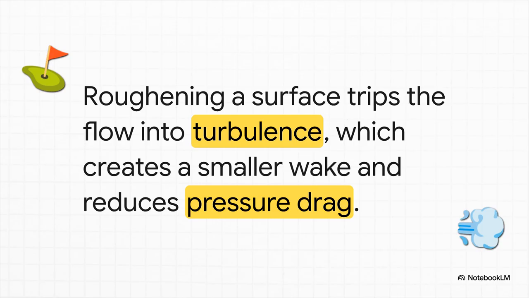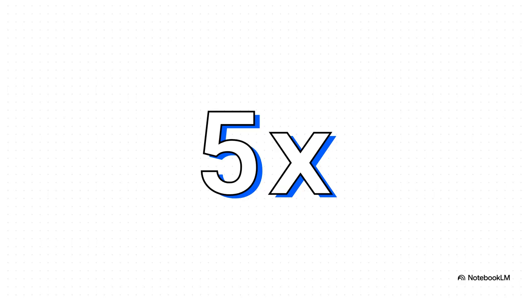This makes the low-pressure wake behind the ball much smaller, and a smaller wake means way less pressure drag. Let that sink in. A 5 times reduction in drag. That one, totally backward-sounding trick is the entire reason a dimpled golf ball flies so much farther than a smooth one would. It's an incredible piece of engineering.